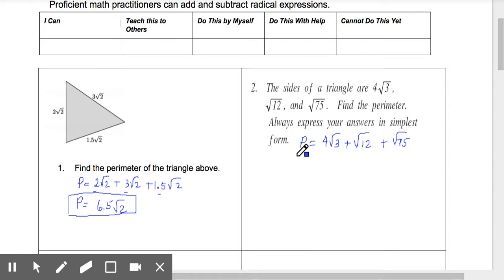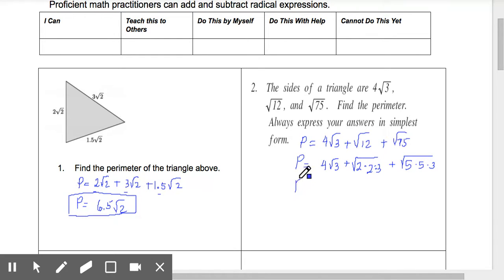So we will have here 4 square root of 3 because we cannot simplify this any further. It will just remain 4 square root of 3 plus square root of 12. This one we can break down 12. So we'll have here 2 times 2 times 3. Plus square root of 75 is the same as 5 times 5 times 3.